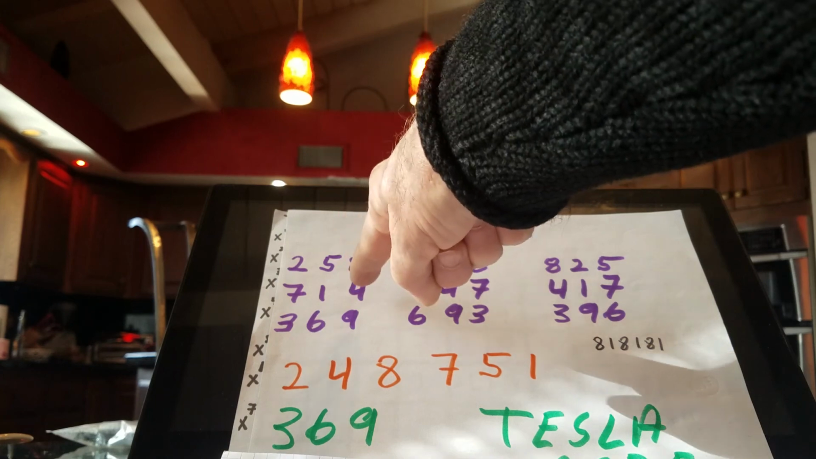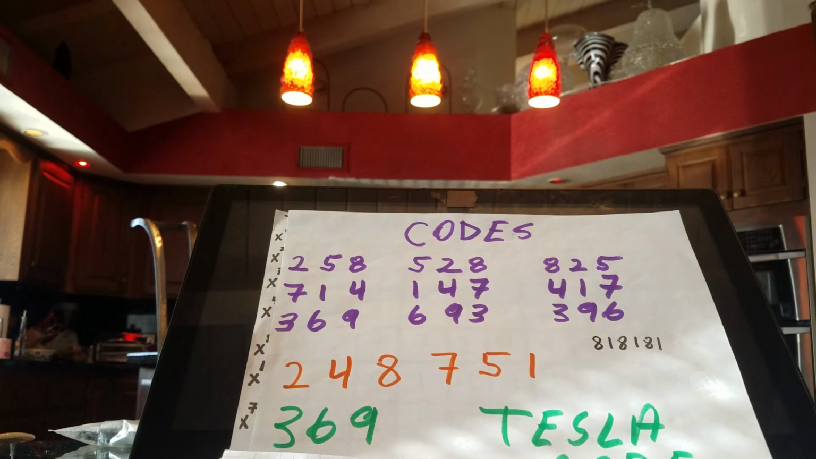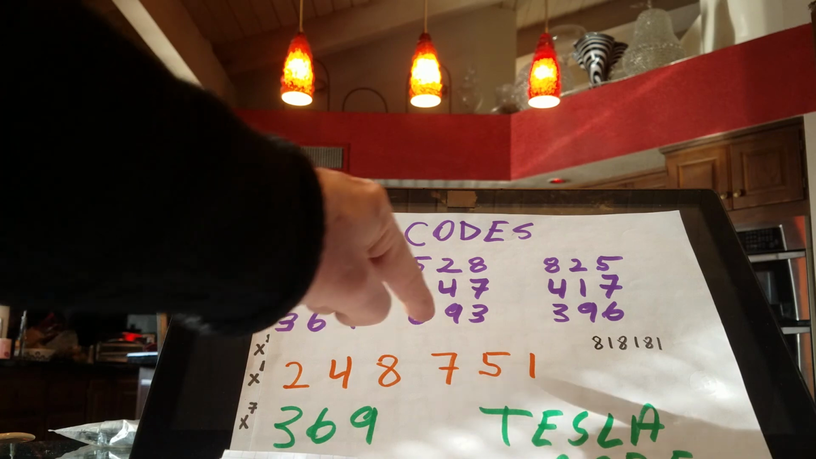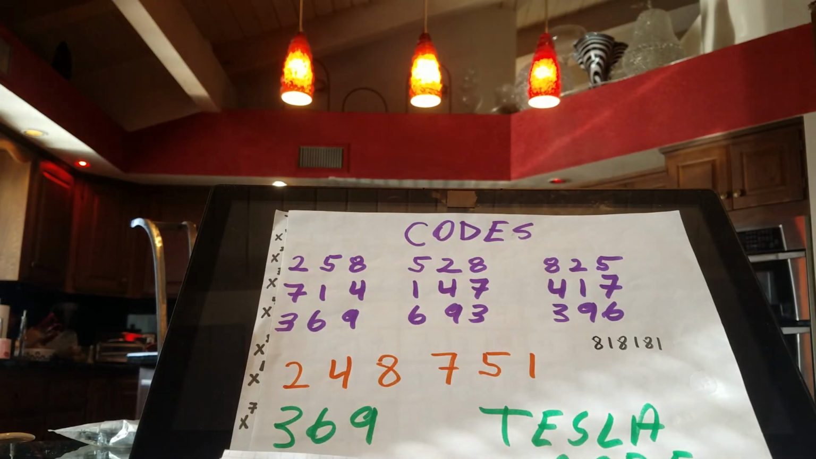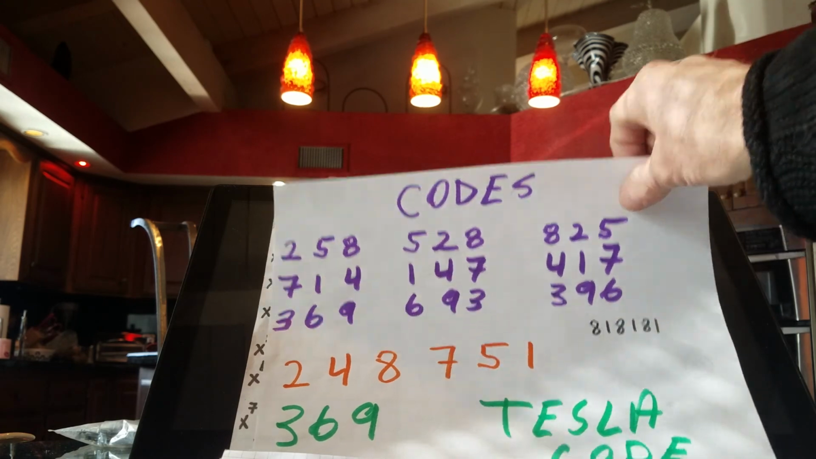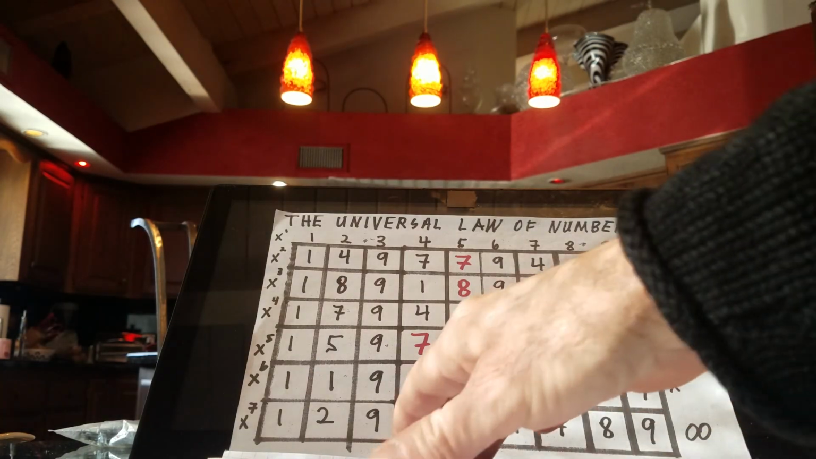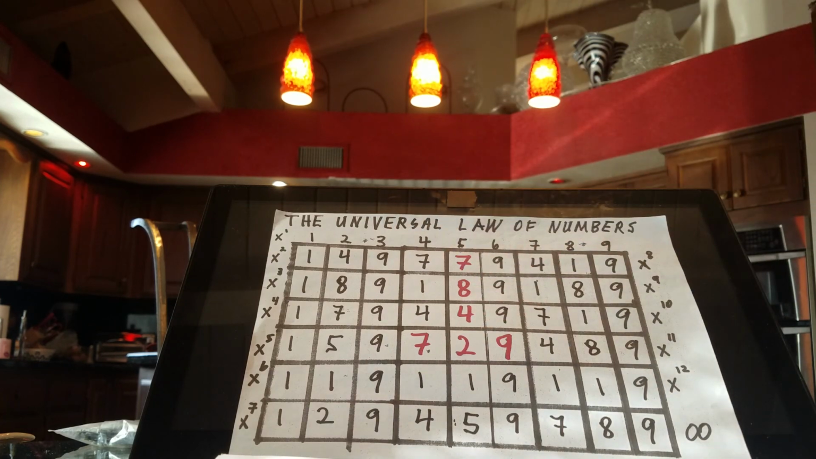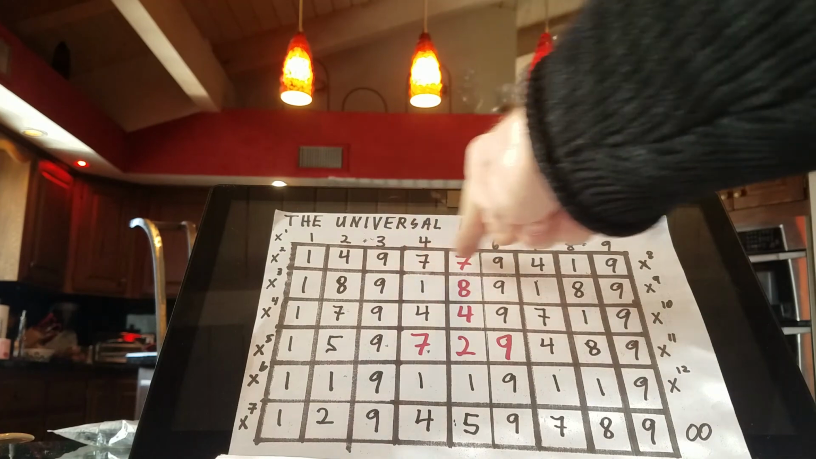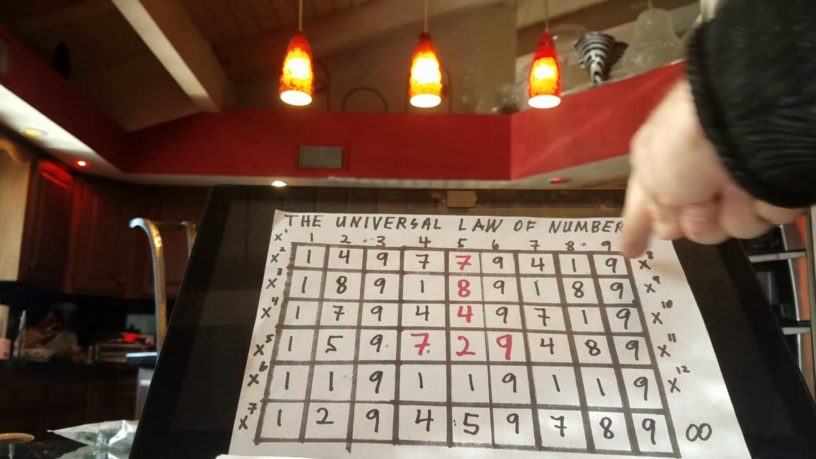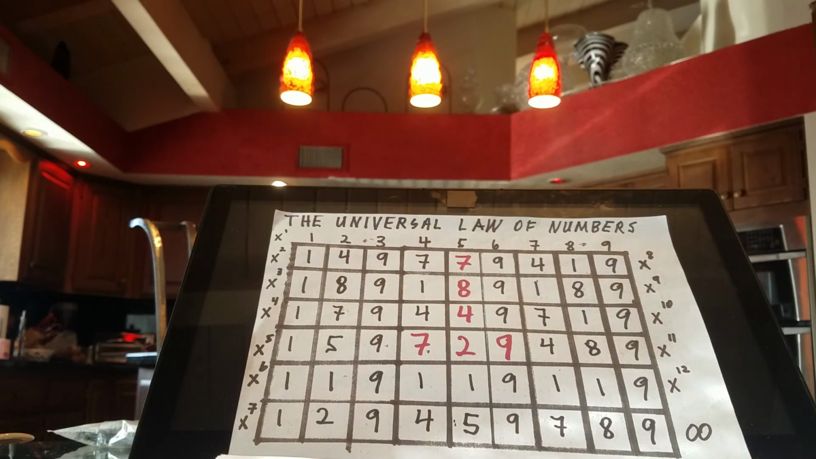So I will show you the codes once again. We have 258714, which is the 369 code. It comes in the form of 248751. We will also see 818181, and these are repeating sequences that occur when we multiply the code, divide the code, subtract the code, add the code. But what I'm doing today is pointing out what happens when we multiply these lines by each of the lines, including themselves, and see what kind of results we come up with.